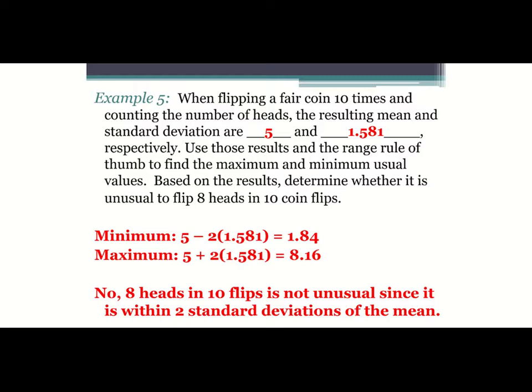If we move out 2 standard deviations from the mean in both directions, so we take that mean, which is 5, that's half of 10, makes sense, we have a 50% chance of getting heads. So subtract 2 times the standard deviation, we get 1.84. Add 2 times the standard deviation, this would be our maximum usual value, 8.16. 8 is within this range. It's not more than 2 standard deviations away from the mean of 5. So no, 8 heads in 10 flips is not unusual.